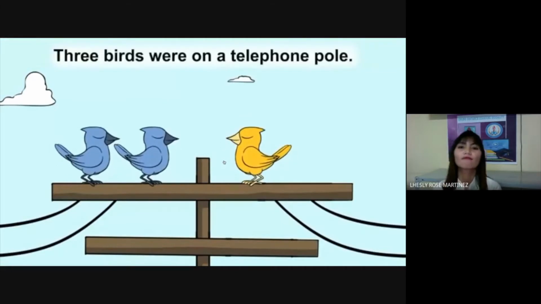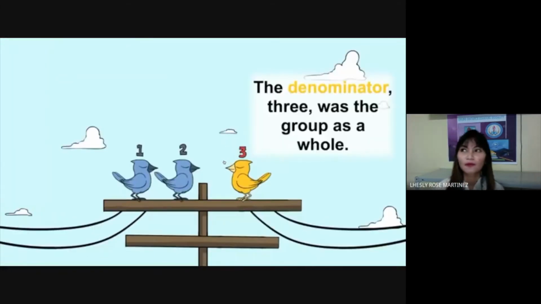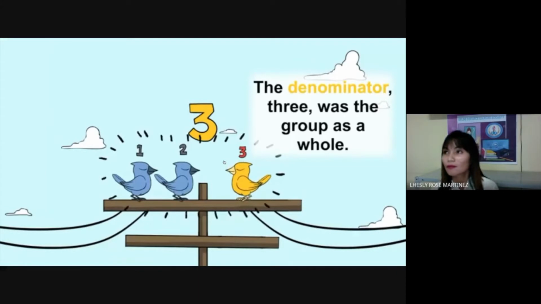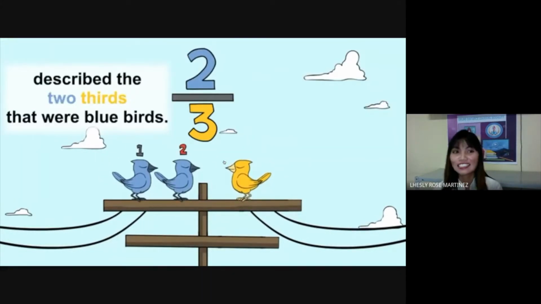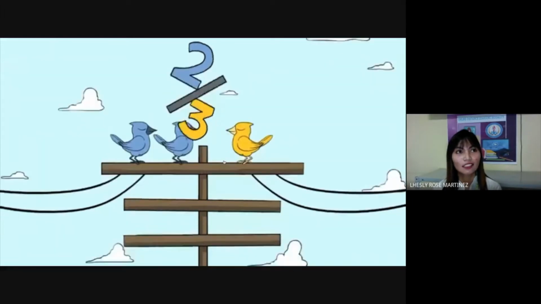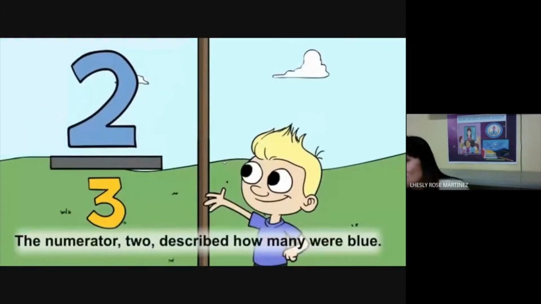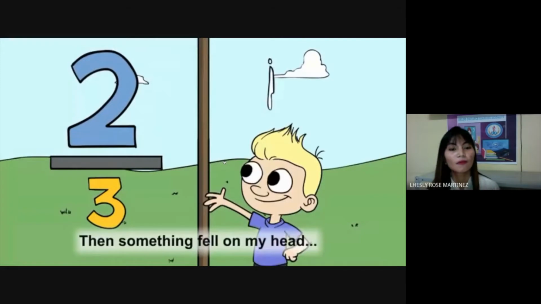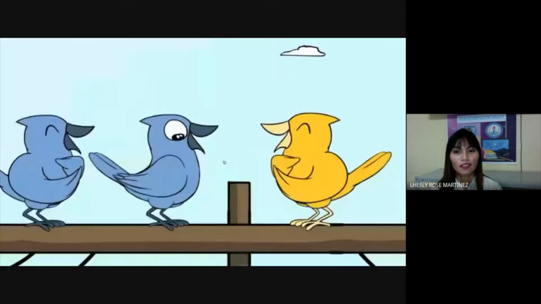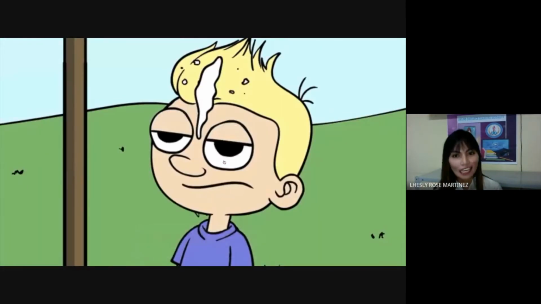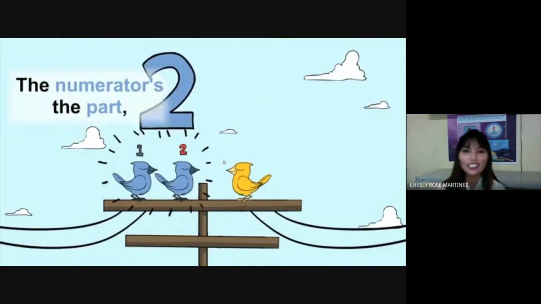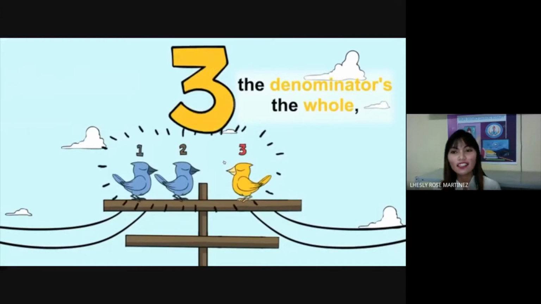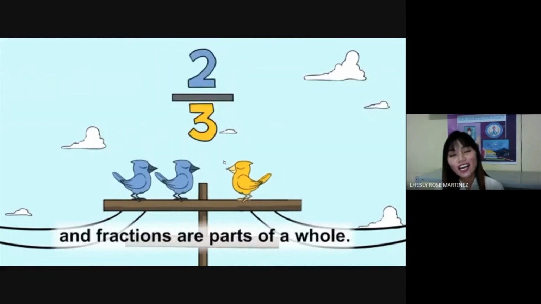3 birds were on a telephone pole. The denominator 3 was the group as a whole. The numerator 2 out of the thirds described the 2/3 that were bluebirds. The numerator 2 described how many were blue. Something fell on my head. It was bird poo. Okay, let's sing. The numerator is the part, the denominator is the whole, and fractions are parts of a whole.